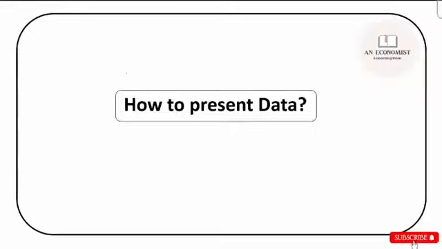So in the previous few videos we have introduced the topic statistics to you. We have also learned about what is data, what are the types of data, and what are the methods of collecting those data, right? Now once we have data with us, the next question that comes to our mind is how to present that data in a meaningful way so that we can derive some insights from that. That is what we are going to do today.